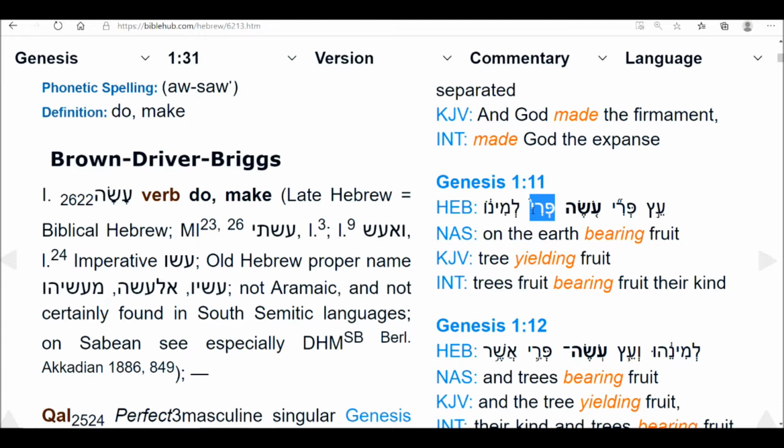Yeah. And the middle is make it. Yeah, very French almost right there. I know, Pari, right? The tree yielding fruit, the ets.